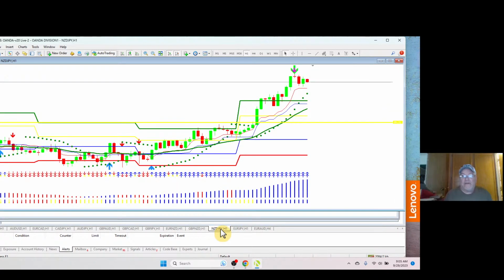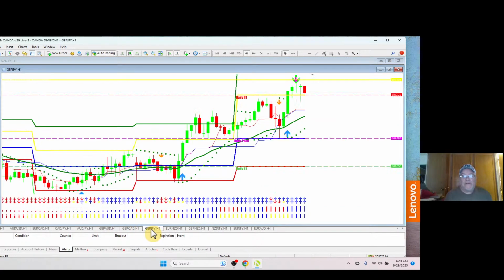New Zealand yen, nothing. Pound yen stopped me. I don't have to do it. Let me look at that though. I see now it's trying to come down. But it just started this 1 hour candle, could come there and then it'll blow back up. We'll keep an eye on that one.